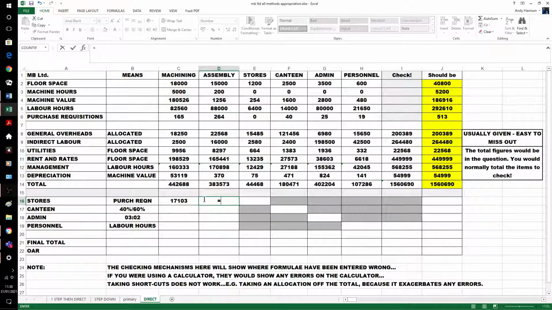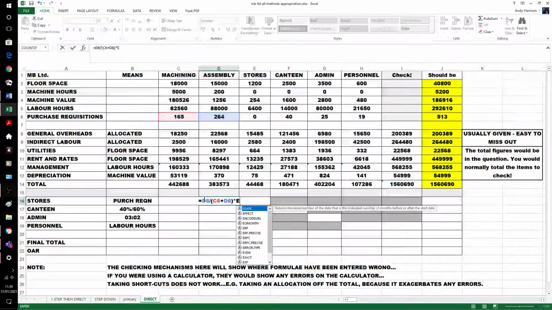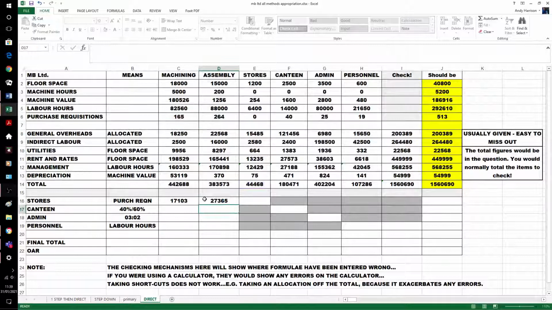For the assembly, again, as a proportion of the 2, still times the bill for the stores department. So those 2, they do add up to these, but we'll just double check it. Not all questions bother with these minus numbers.